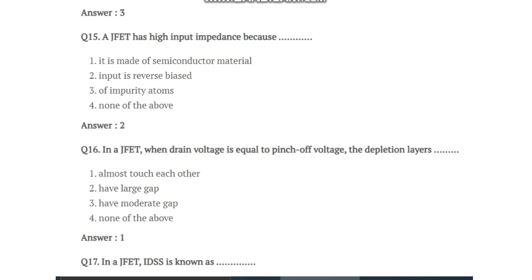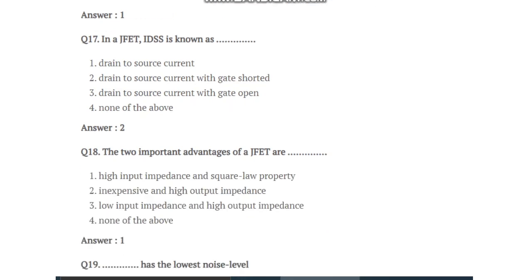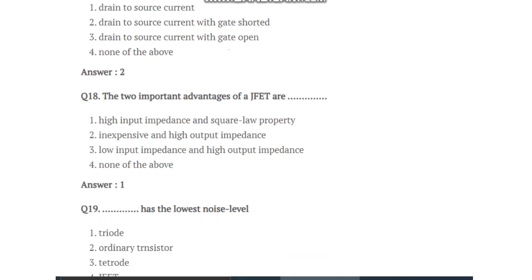A JFET has high input impedance because input is reverse bias. In a JFET, when drain voltage is equal to pinch off voltage, the depletion layers almost touch each other. In a JFET IDSS, it is known as what? It is known as drain to source current with gate shorted.